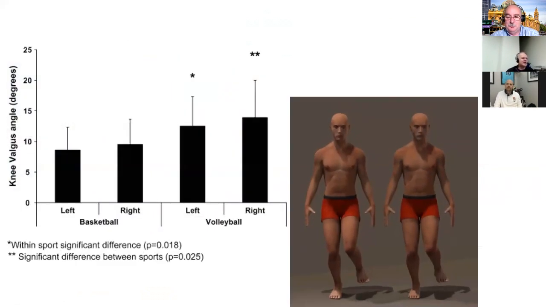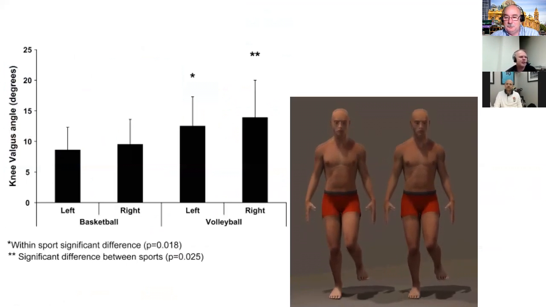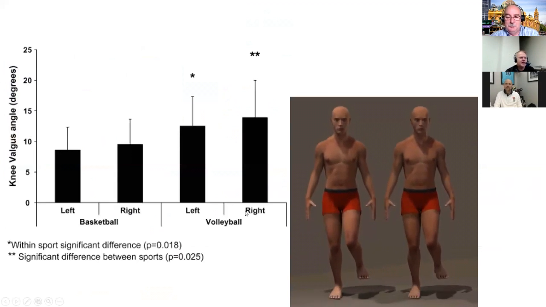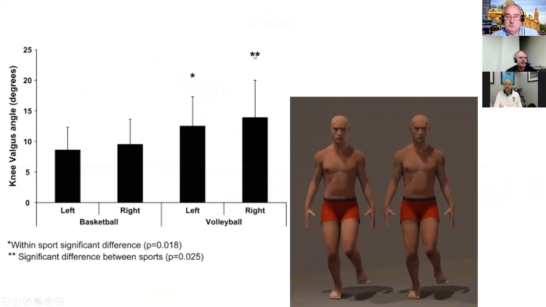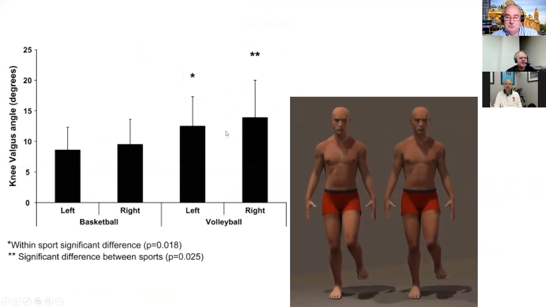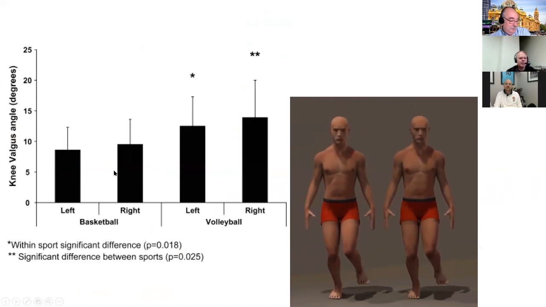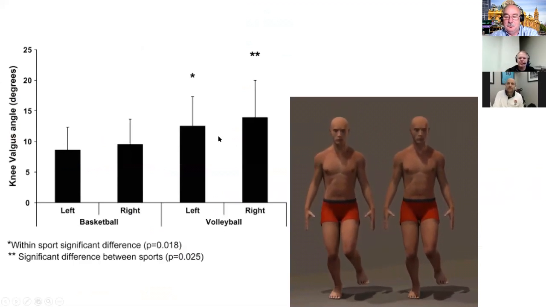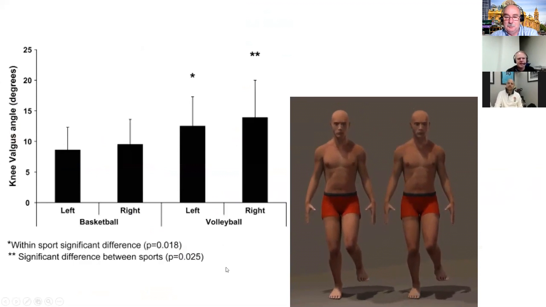This is my last one. I've got these twin robots that I keep hostage in my basement, and it just so turns out that when they do a single leg squat, the amount of knee valgus that they do is exactly the difference, which is very statistically significant, between left and right of volleyball players, or between volleyball and basketball players. Now, I've made it a lot easier for you because these studies were done with people jumping off a box and landing on the ground. These guys are synchronized and just doing a slow single leg squat.